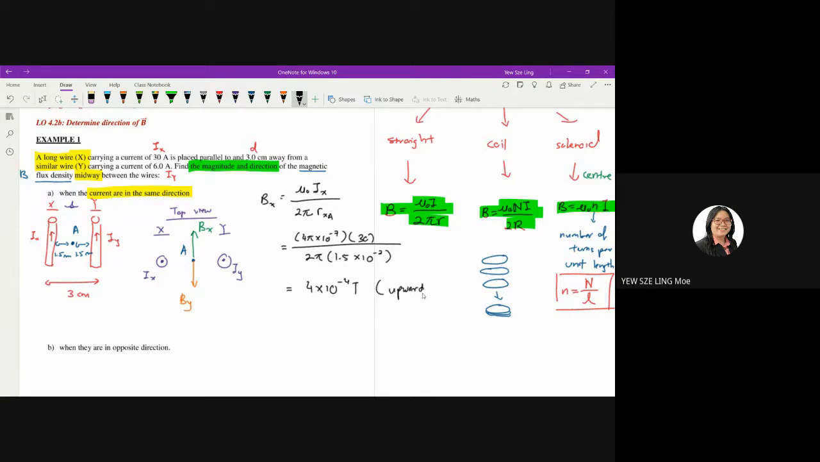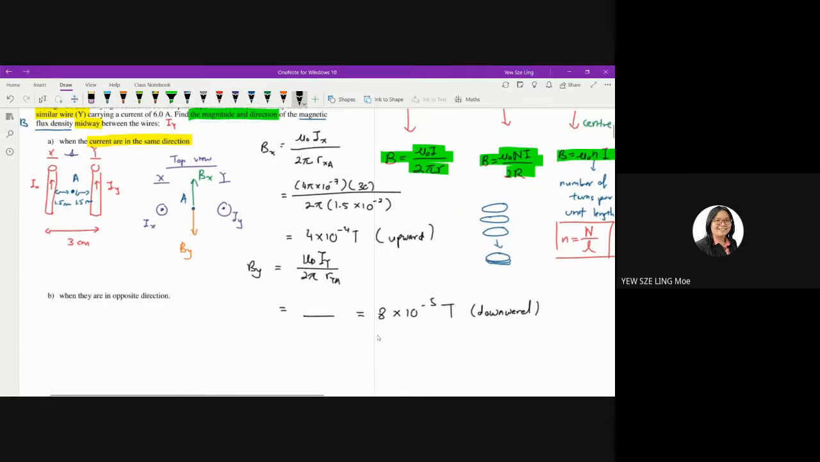You repeat the same thing for BY: mu naught IY over 2 pi RYA. Plug in the values, and you should obtain 8 times 10 to the power of negative 5 Tesla. And this is downward. Right, one up, one down.